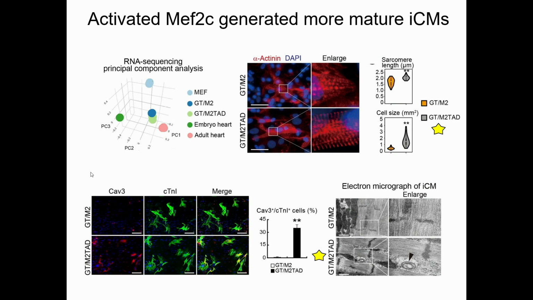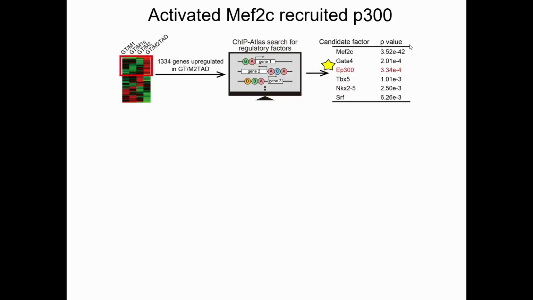And Caveolin-3, which is a marker of T-tubule, is expressed only in activated MEF2C with GATA4 and TBX5, but not in normal MEF2C. And also electron microscopy reveals that GT plus activated MEF2C had more mature type of cardiomyocytes having a T-tubule formation. So activated MEF2C could generate more mature iCMs as shown here.